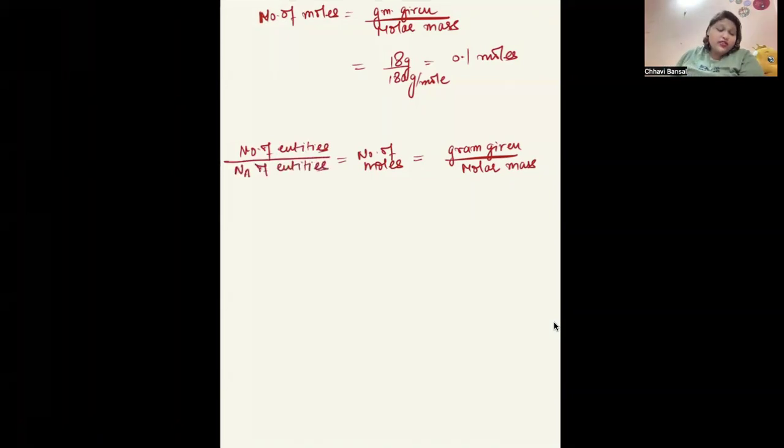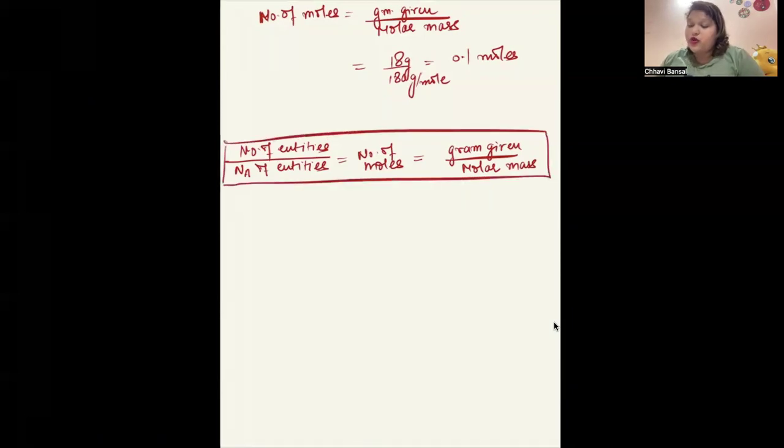Why we can do so? See, if we are given with the gram, we divide it with the molar mass, we'll get the number of moles. Same way, if we are given with the entities and we divide with the Avogadro number of entities, both the ways we will get number of moles. Is it clear? This is a very important formula. Try doing questions on this formula. We'll do the questions on this formula in the next class, as it will give us a very nice revision and we can continue as well, right? But this is a really important formula.